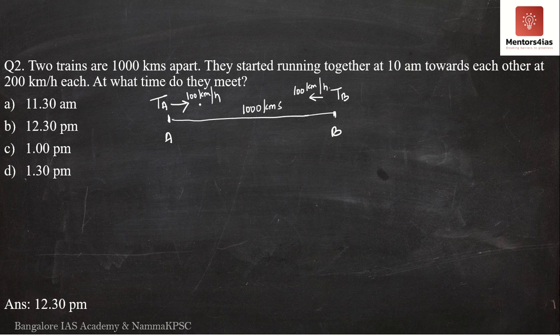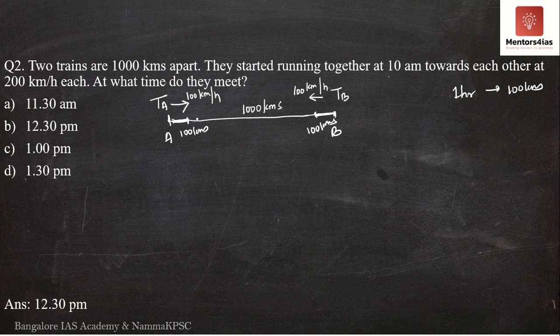Now, if both of them start together, that is at 10 a.m. or whatever time it is, and if they're traveling at 100 kilometers per hour, meaning in 1 hour they cover 100 kilometers. So after 1 hour, train A would have covered how much distance out of 1000 kilometers? Train A would have covered 100 kilometers. Similarly, train B would have covered how much distance? Again, 100 kilometers.